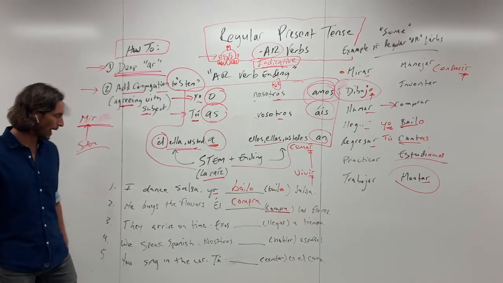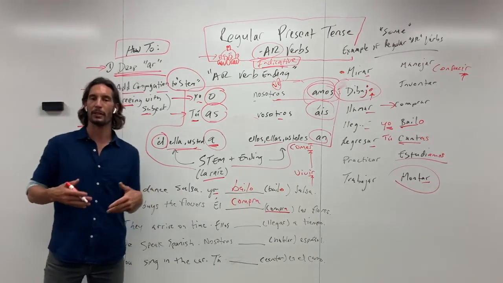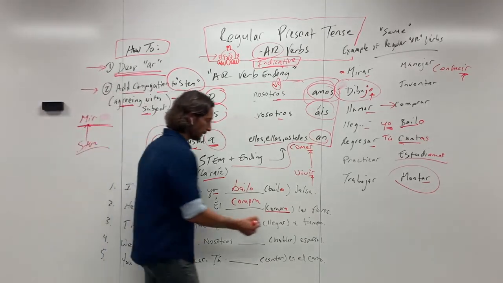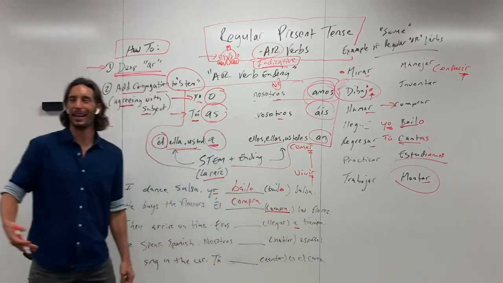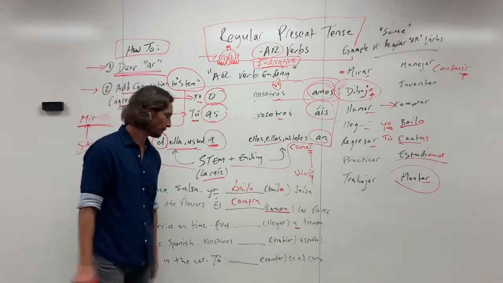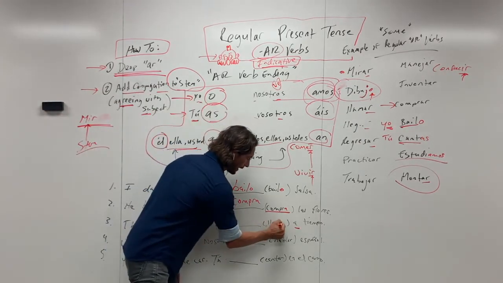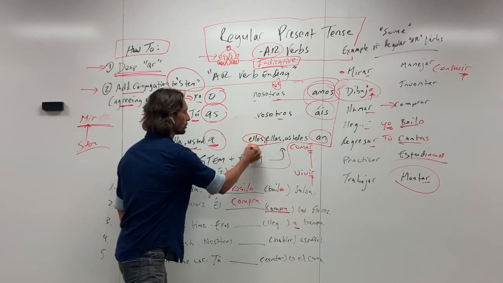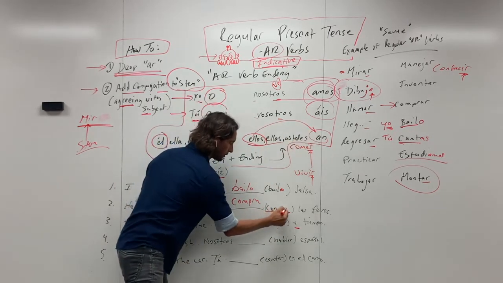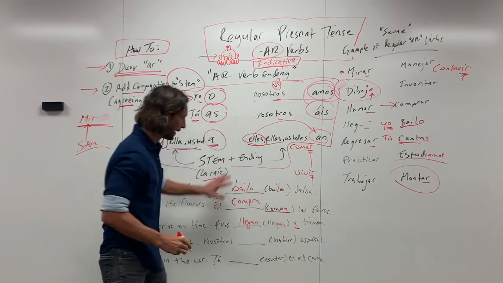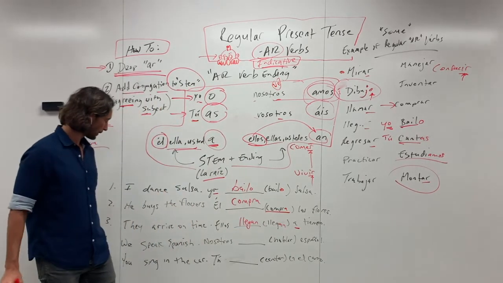Número 3, they arrive on time. So to arrive on time is llegar a tiempo, right? Now, notice it's a tiempo, not en tiempo. It's llegar a tiempo. So ellos and then llegar. So again, we drop that and we have ellos. So notice it's en, so we do llegan, right? I'm writing it here so it's easier to say.